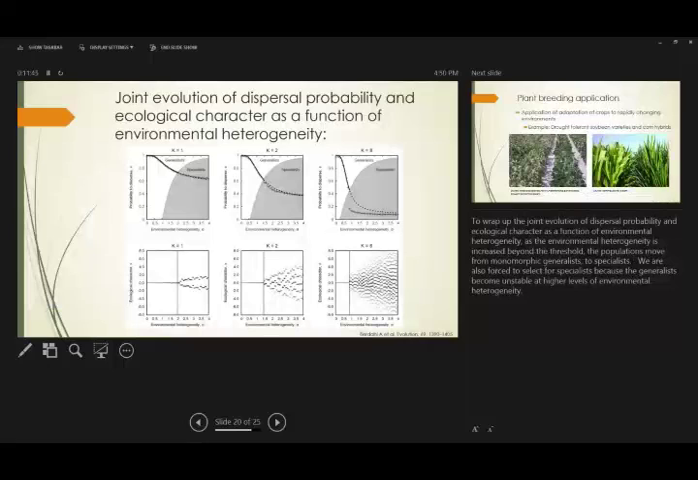To wrap up this joint evolution of dispersal probability and ecological character as a function of environmental heterogeneity, as the environmental heterogeneity is increased beyond the threshold, the populations move from monomorphic generalists to specialists. We are also forced to select for specialists because the generalists become unstable at higher levels of heterogeneity.